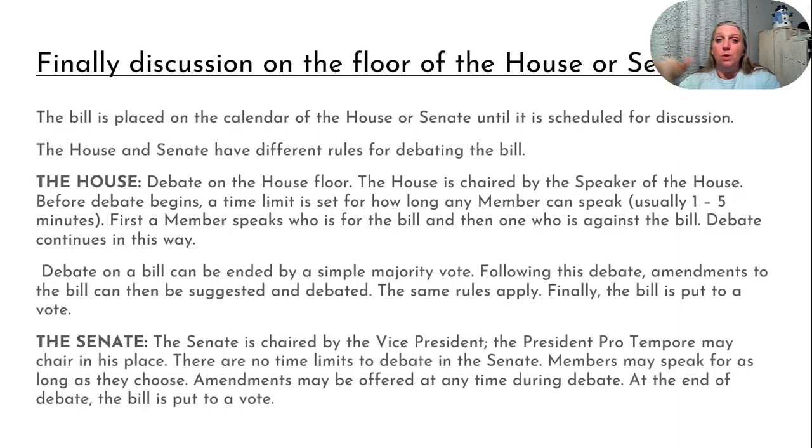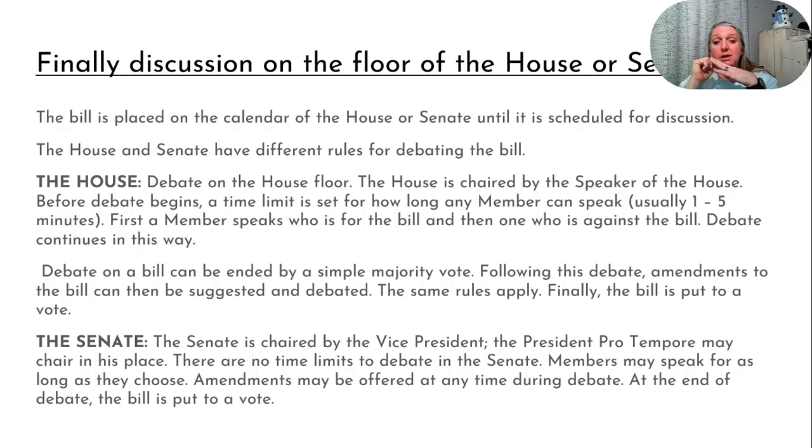Okay. And then once it's called up, once the Speaker says, now we're going to discuss House Bill 540, the first member to speak is for the bill, someone who is in favor of passing this bill, and then someone who is against passing the bill, and then it flip-flops back and forth on that time limit. Okay, and sometimes the Rules Committee says, listen, we're giving everyone 5 minutes, but the total debate time is 2 hours. Not all 435 members can debate in that 2 hours.